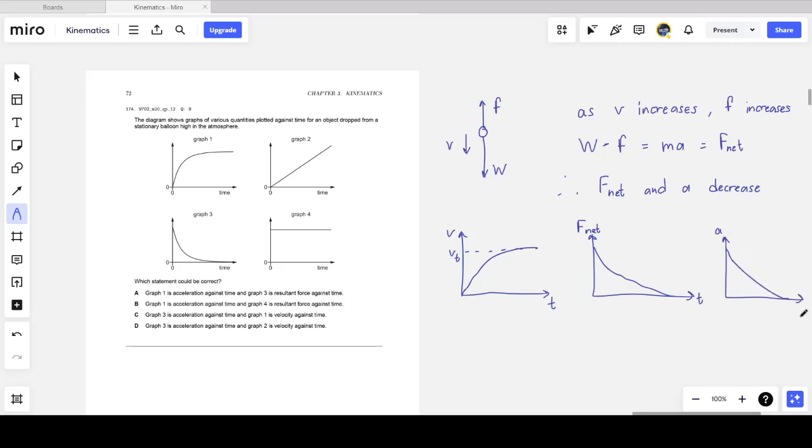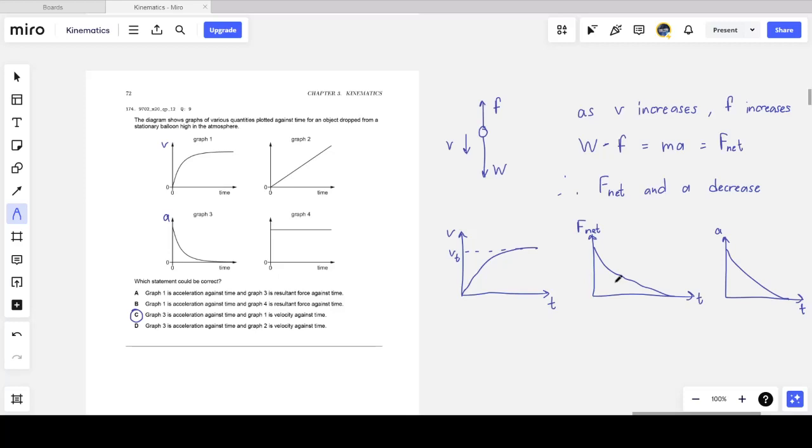It eventually will reach zero because the object will stop accelerating when the weight and the friction, air resistance rather, balance out. And so if I look at this graph, the one that matches these the best is option C. So option C says graph 3 is acceleration against time, A against time, and graph 1 is velocity versus time, which I can see matches the graphs that I've drawn.